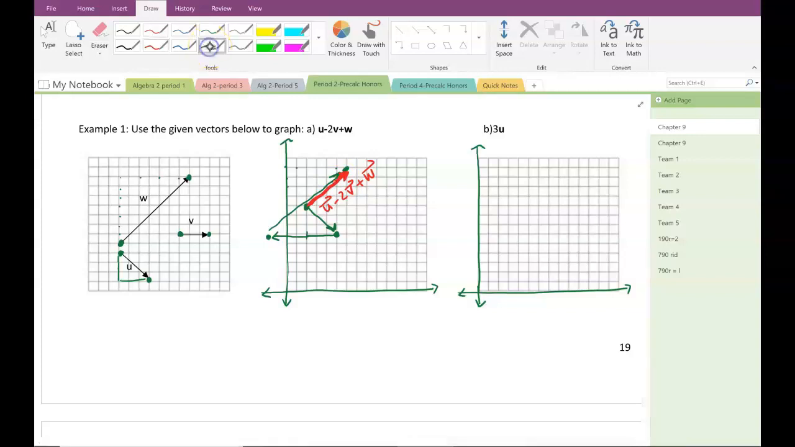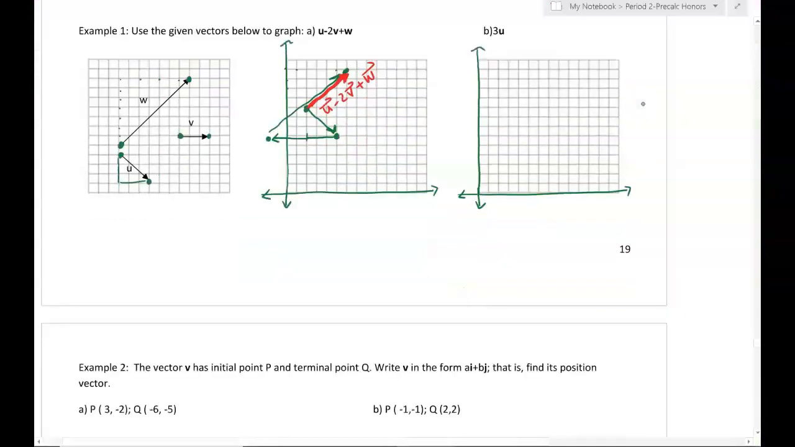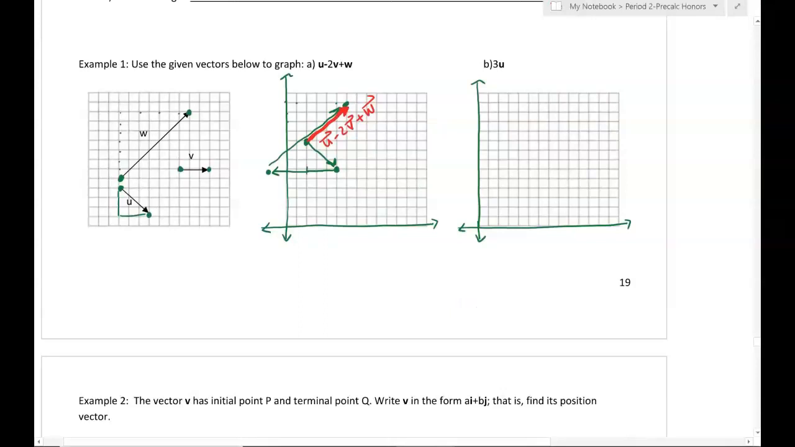Okay, let's try it again on this right side. It said, okay, well, I just want you to multiply 3 times u. Well, there's no addition, there's no subtraction, it's just a multiplication. So we are going to take u. I know u is going downwards.